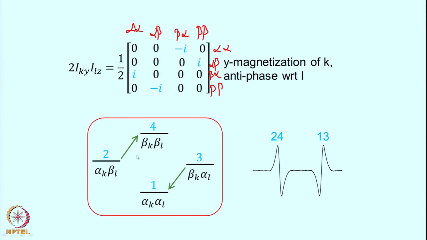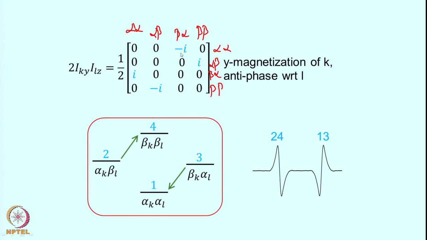Similarly for the kyIlz, I have here the same 4 states, but once again it is the k spin, and lz is the l spin in the z direction, and ky, the transverse magnetization, is of the k spin. Previously the transverse magnetization was also with the k spin, but it was the x component. So here we have the y component. This is the product kyIlz.